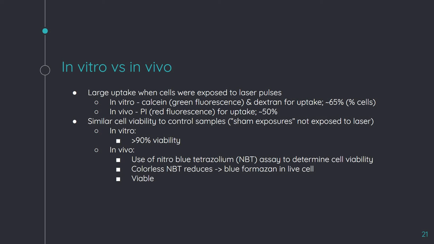Finally, although uptake was highest in vitro at around 65% of cells, the high uptake of in vivo cells at 50% is promising and indicates high feasibility of this experiment's success in live bodies from an uptake perspective. In terms of cell viability, in vitro cells were 90% viable and in vivo cells were also highly viable, although the specific percentage wasn't mentioned. In the case of in vivo cells, viability was determined using a nitro-blue tetrazolium assay. The viability and extensive uptake by the cells are promising for future medical applications.